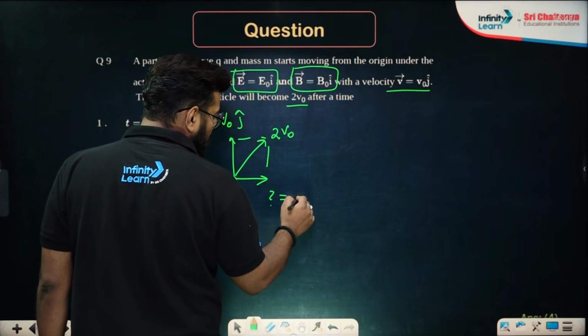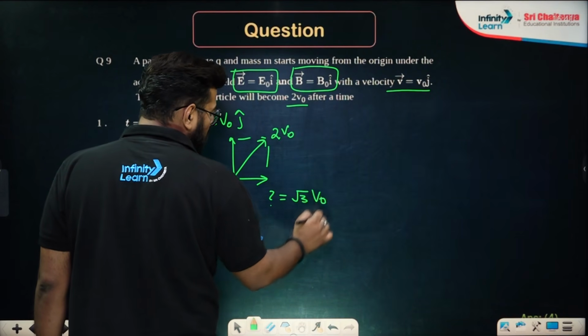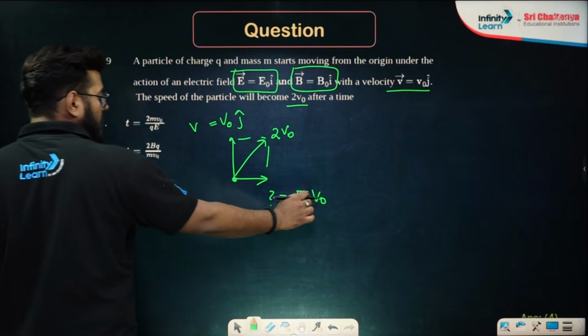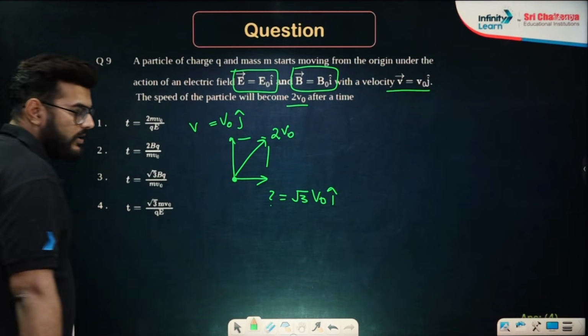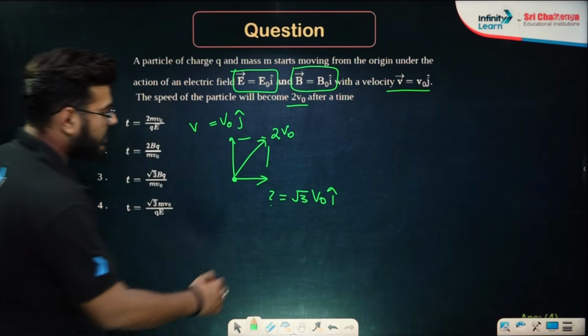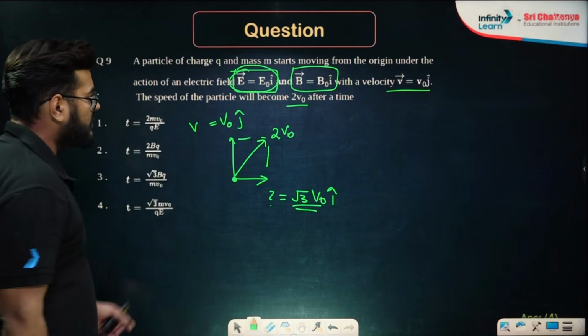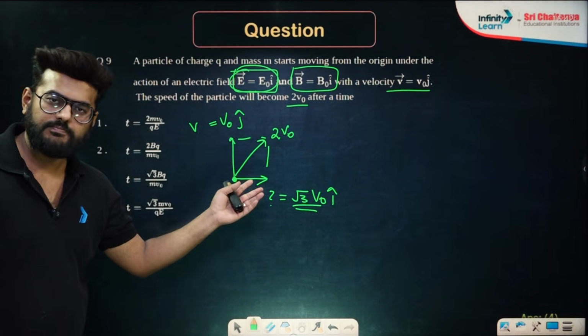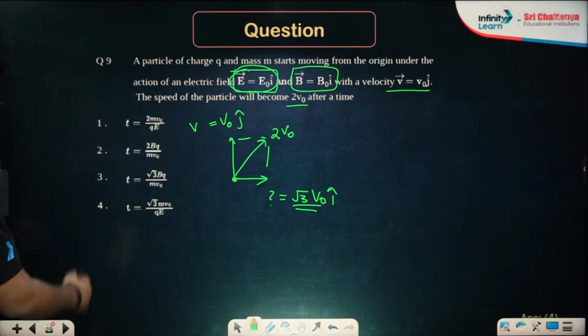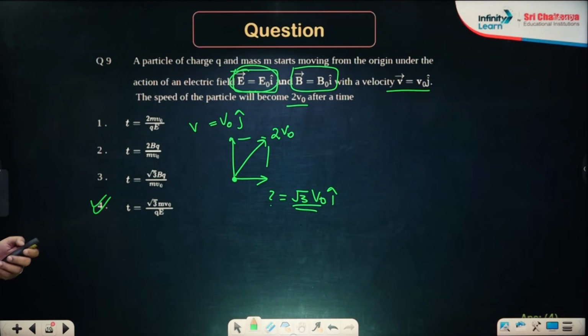Obviously this should be equal to root 3 times V naught, because when you take the under root of this plus the under root of this, eventually you will get 2 V naught. So in how much time will you get this velocity with an acceleration only due to this? So simple, V is equal to U plus AT. Straight away you can do it. Option number 4 will be the correct answer over here. I hope this is making sense.